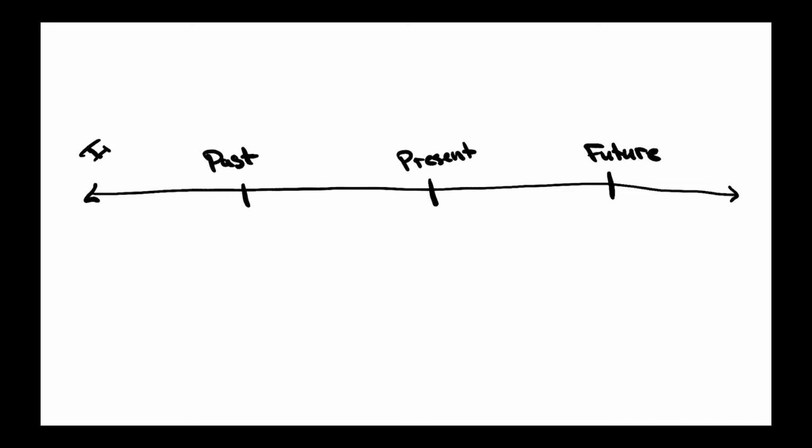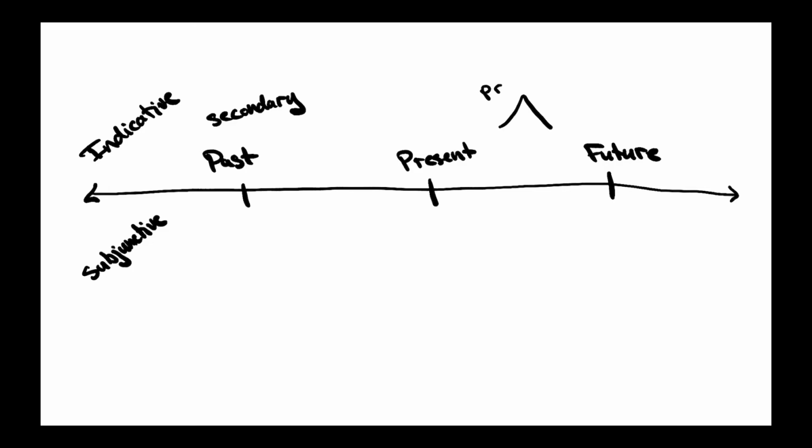And this top is indicative. So this is going to be the main clause. And the bottom side is going to be the subjunctive. Okay. And so that means that these are going to be the secondary tenses in the past. In the future and in the present, these are going to be the primary tenses.